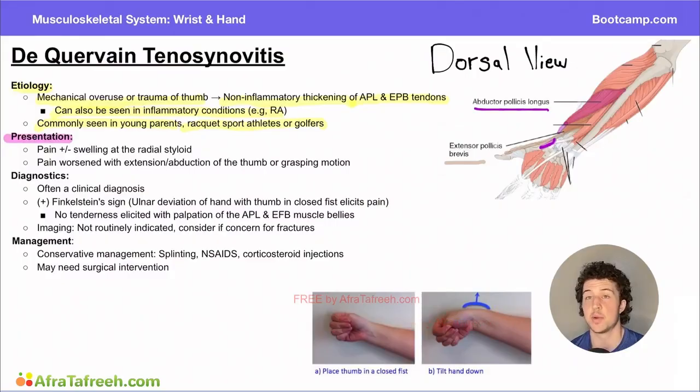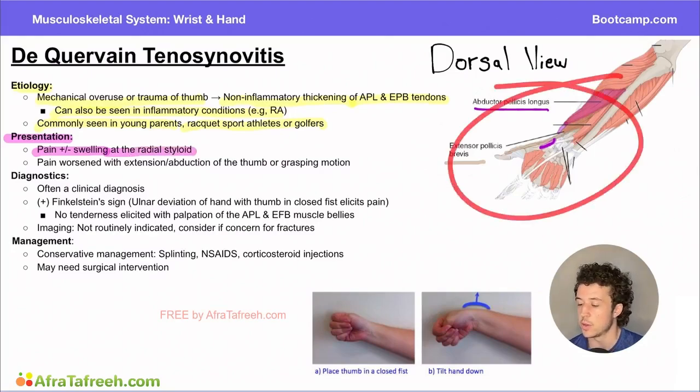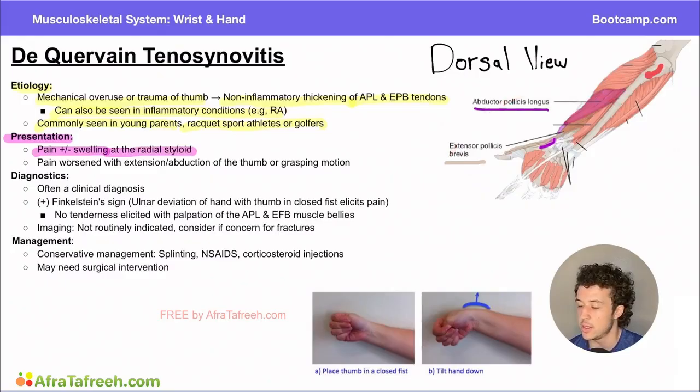Now, this is a very simple presentation as there's really pain and there may or may not be swelling at the radial styloid. So where is that radial styloid? If we look back to our diagram, we can see here is our ulna. Here will be our radius that is under these muscle bellies. And the radial styloid will be the most lateral part out here where the forearm meets the wrist. So in this patient, the radial styloid would be around here.